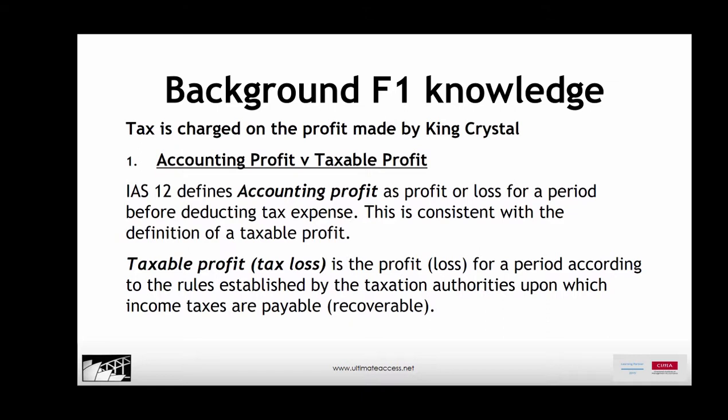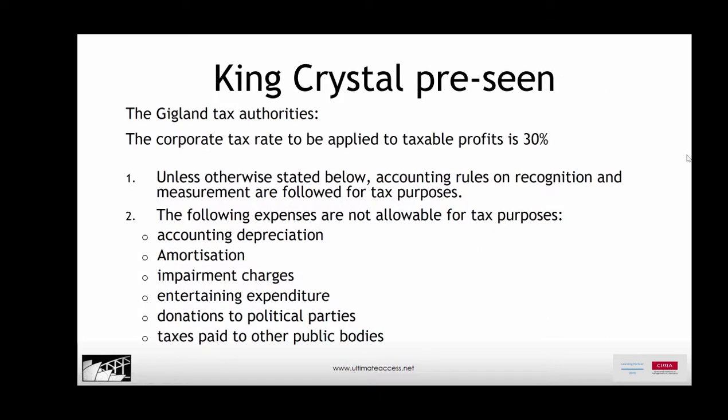Only here the taxable profit is calculated according to the rules established by the taxation authority in the country that we're dealing with. So in our case it would be Gigland. Now, from the King Crystal pre-seen on the final page, we get the Gigland Tax Authority information, which tells us about corporate tax rate being 30%, and it gives us the other accounting rules and so on that are applied, so that we're able to identify the difference really between the accounting profit and the taxation profit.